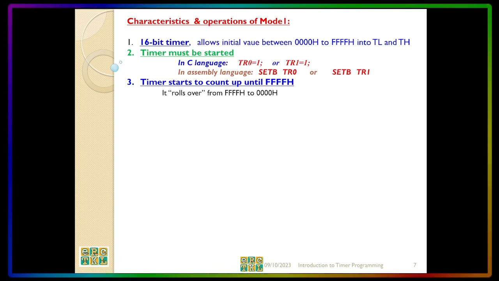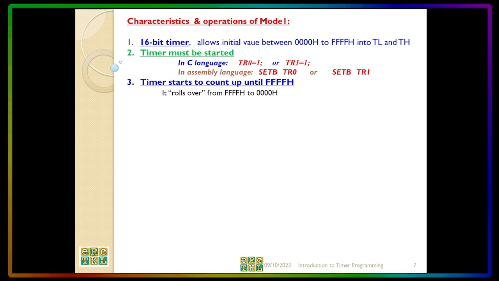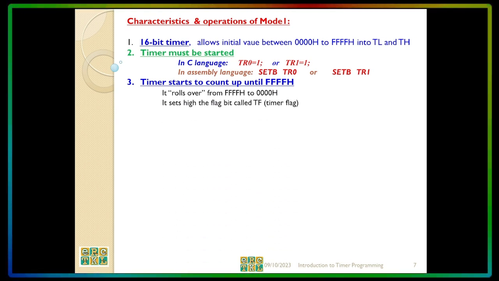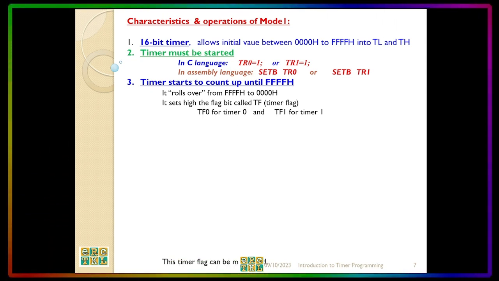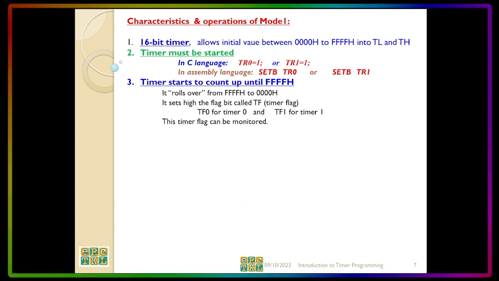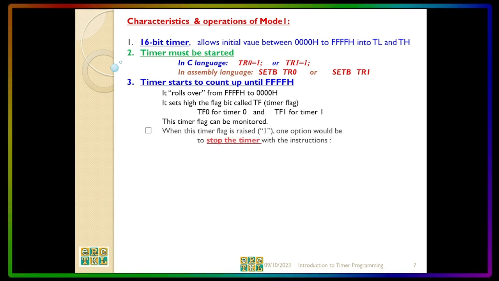So again, when the timer reaches FFFF, it will roll over from FFFF hexa to 0000 hexa, and it will make the timer flag equal to 1 automatically. So TF0 is for timer 0 and TF1 is for timer 1. The timer flag can be monitored, or we can check on it, using our program.